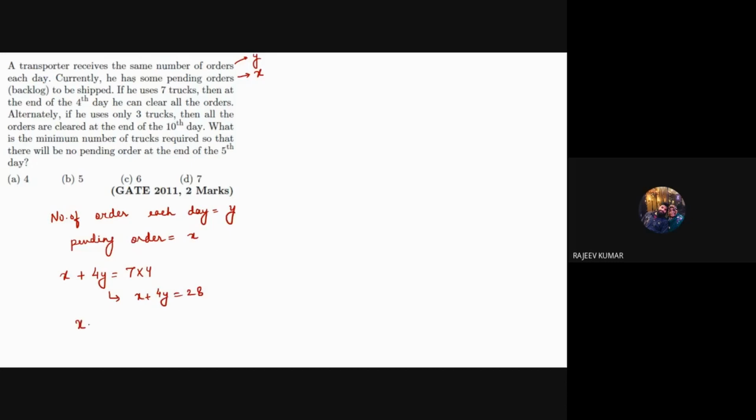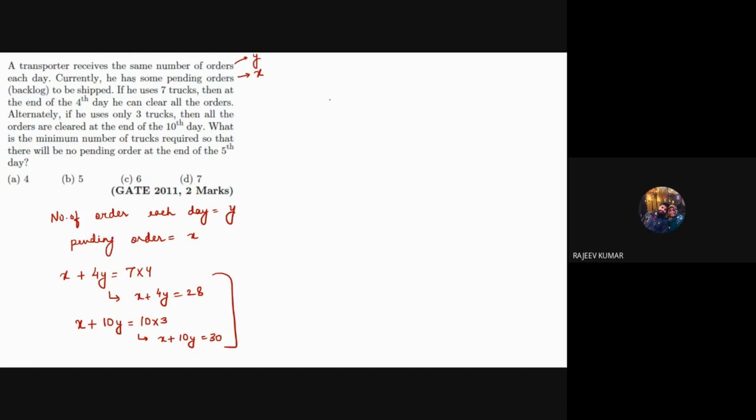Similarly, for the next equation, the pending orders plus, if he is using only 3 trucks, then all the orders are cleared at the end of the 10th day. So for 10 days he will be getting Y orders daily, so 10 into Y, and that can be completed in 10 days using 3 trucks. So this will become X + 10Y = 30. Now you got two equations. You can find out the pending orders as well as the number of orders he is receiving each day.